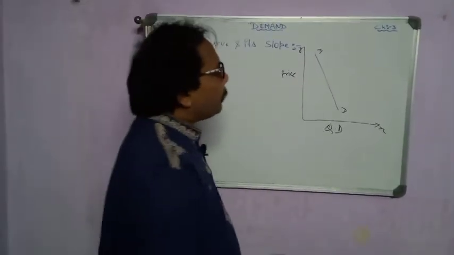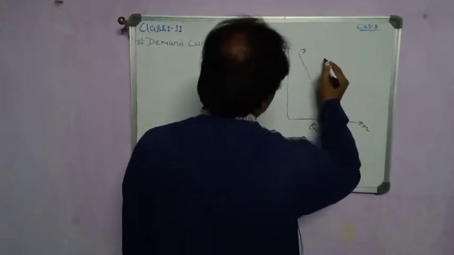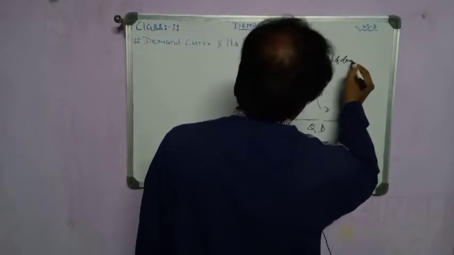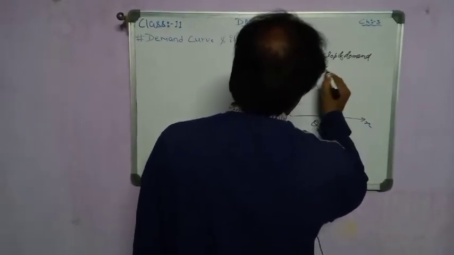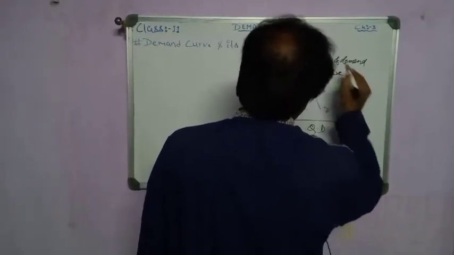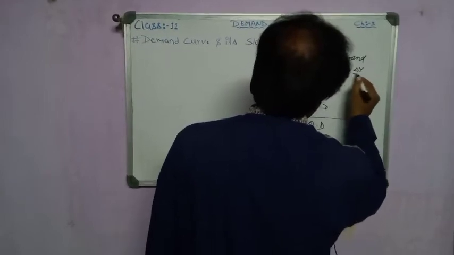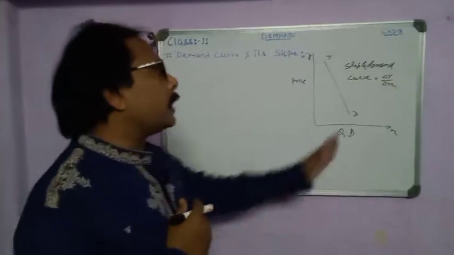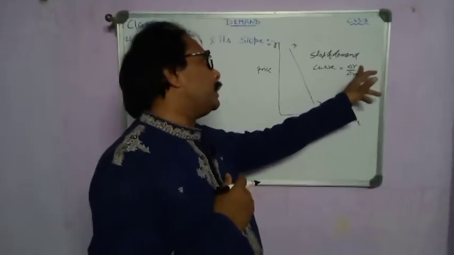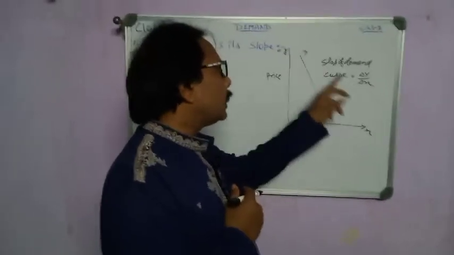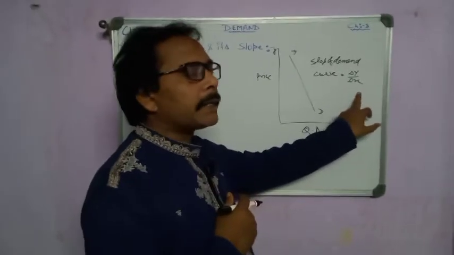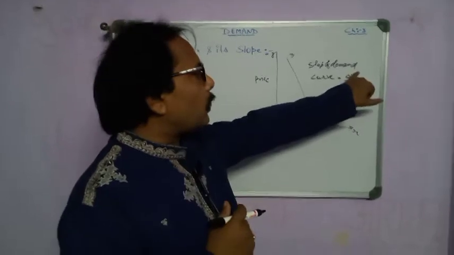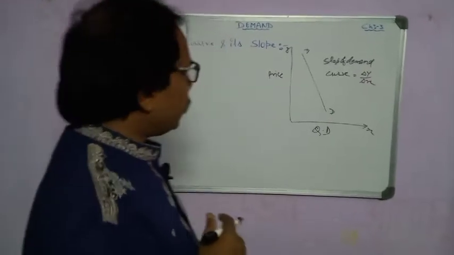So the slope of demand curve is equal to delta y by delta x. So what does it indicate? It indicates the changes that take place in the y goods in respect of the changes that take place in x goods. Is it clear? And that's why it is told delta y by delta x.